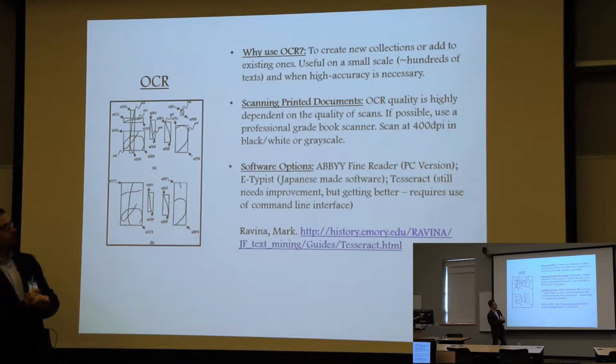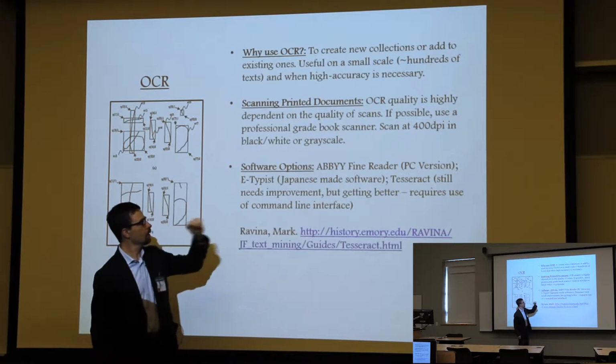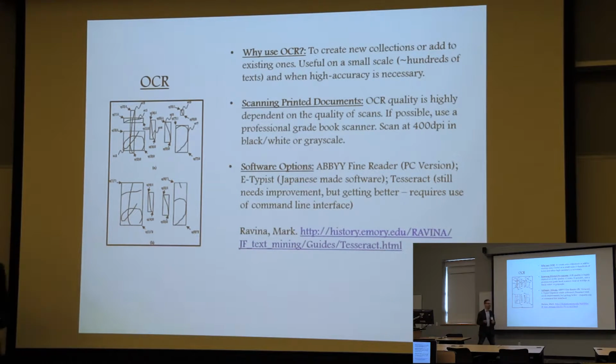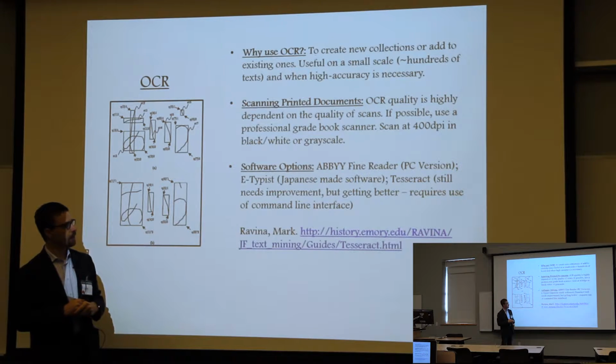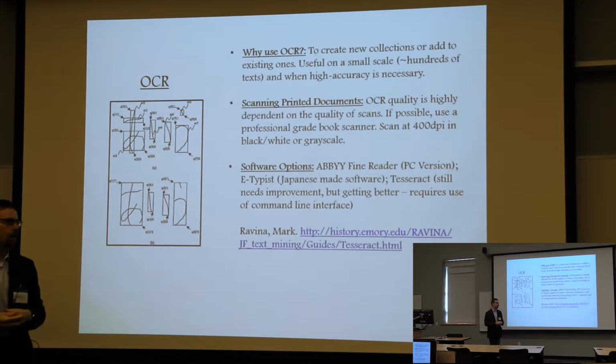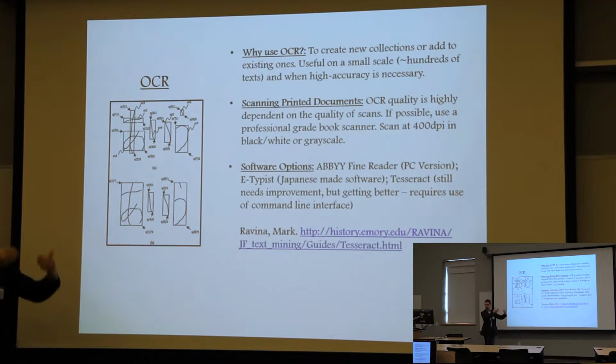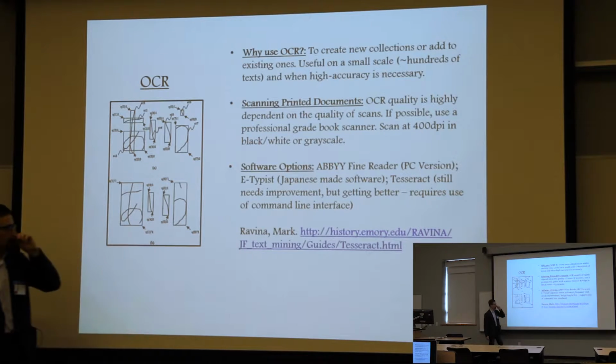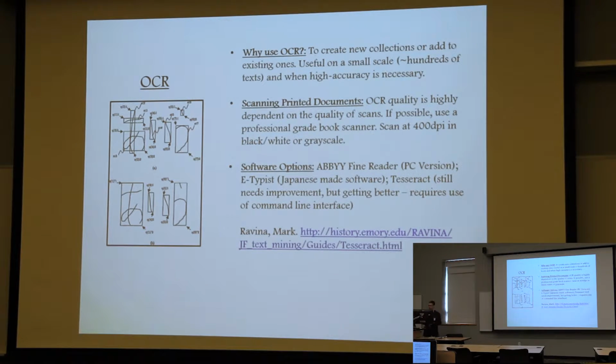In terms of software options, ABBYY FineReader, the PC version, I found to be quite good. There is a Japanese-made software called eTypist, which has its own idiosyncrasies, but can be more accurate in some cases. It also has the ability to capture the ruby, the furigana, as it goes, so that can be useful. Tesseract is a state-of-the-art machine learning OCR engine. I've seen people use it with Japanese, and it's useful when you want to process a bunch of files at once and you don't really need to check them. You're okay with the accuracy it gives you. Mark Ravina has also written a mini guide to how you would use that. It requires a little bit more technical knowledge, and you have to use a command line interface, so that can be a hurdle.